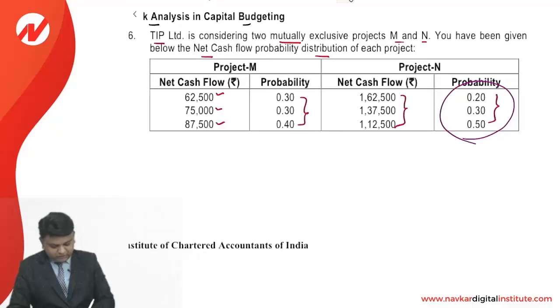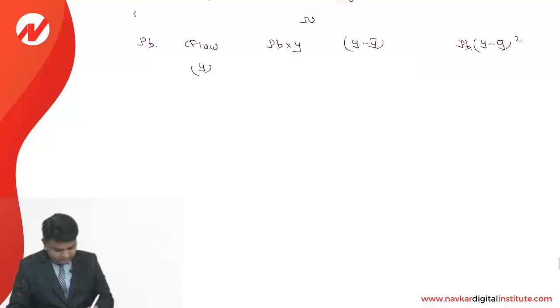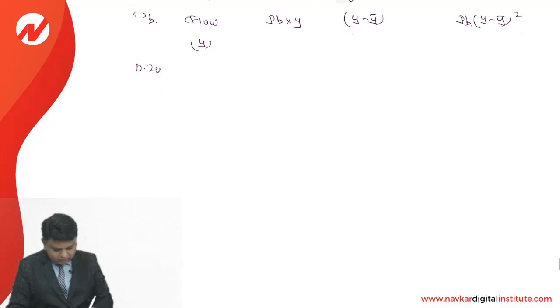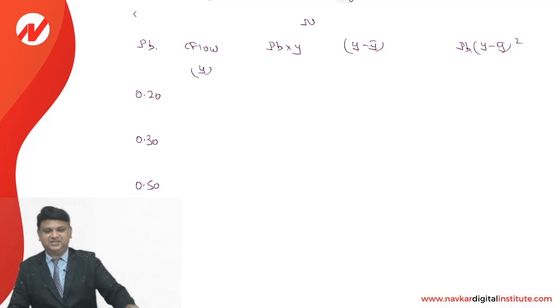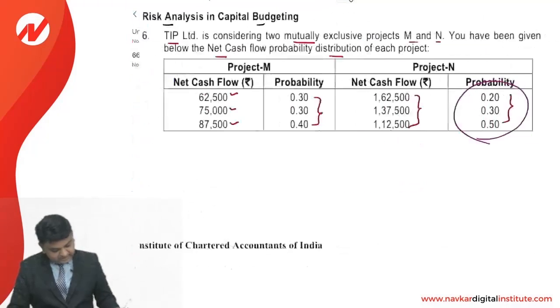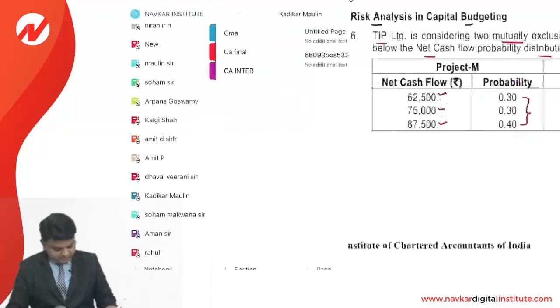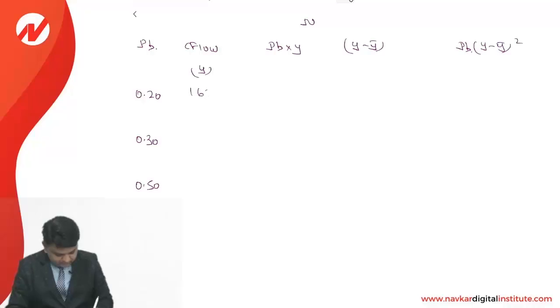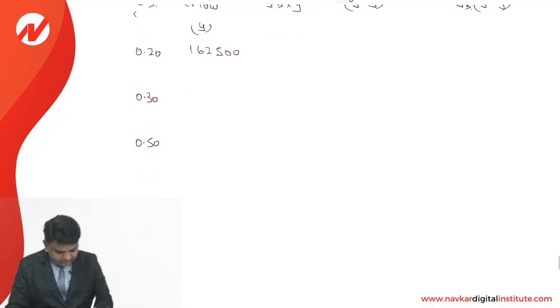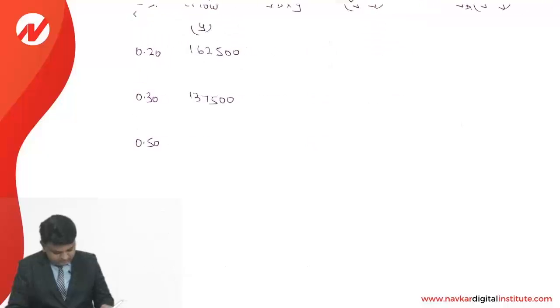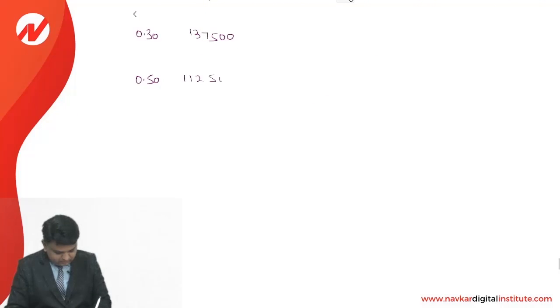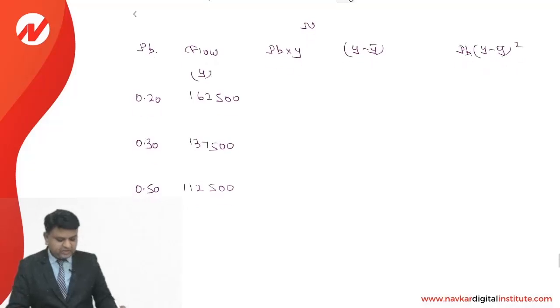Probability column is 2, 3, 5. So it is 2, it is 3, and it is 5. Accordingly, we are required to calculate the answer. The cash flows are 162,500, 137,500, and 112,500. This is the way we are required to calculate the answer.